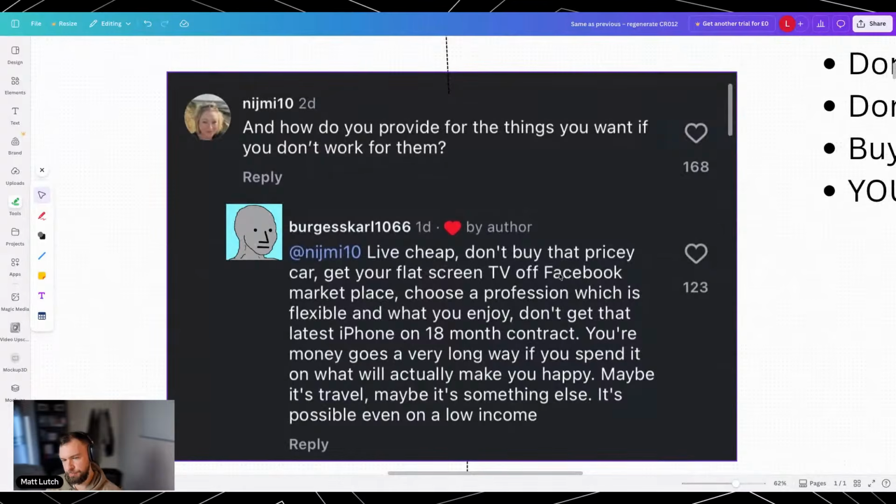Live cheap. Don't buy that pricey car. Get your flat screen TV off Facebook. Choose a profession which is flexible and you enjoy. Don't get that latest iPhone.